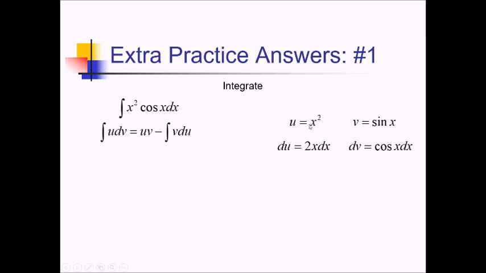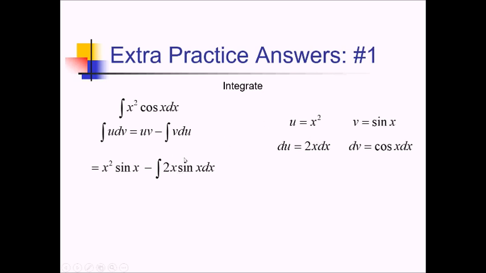Multiplying across to get uv, we've got x squared sine of x. And then going this way diagonally to get the integral of v du, we're going to have minus 2x sine of x dx inside our integral. All right, so we've got an x squared sine of x. That's good. Antiderivative of this, though, we can't do in one step. That's going to take another round of integration by parts.